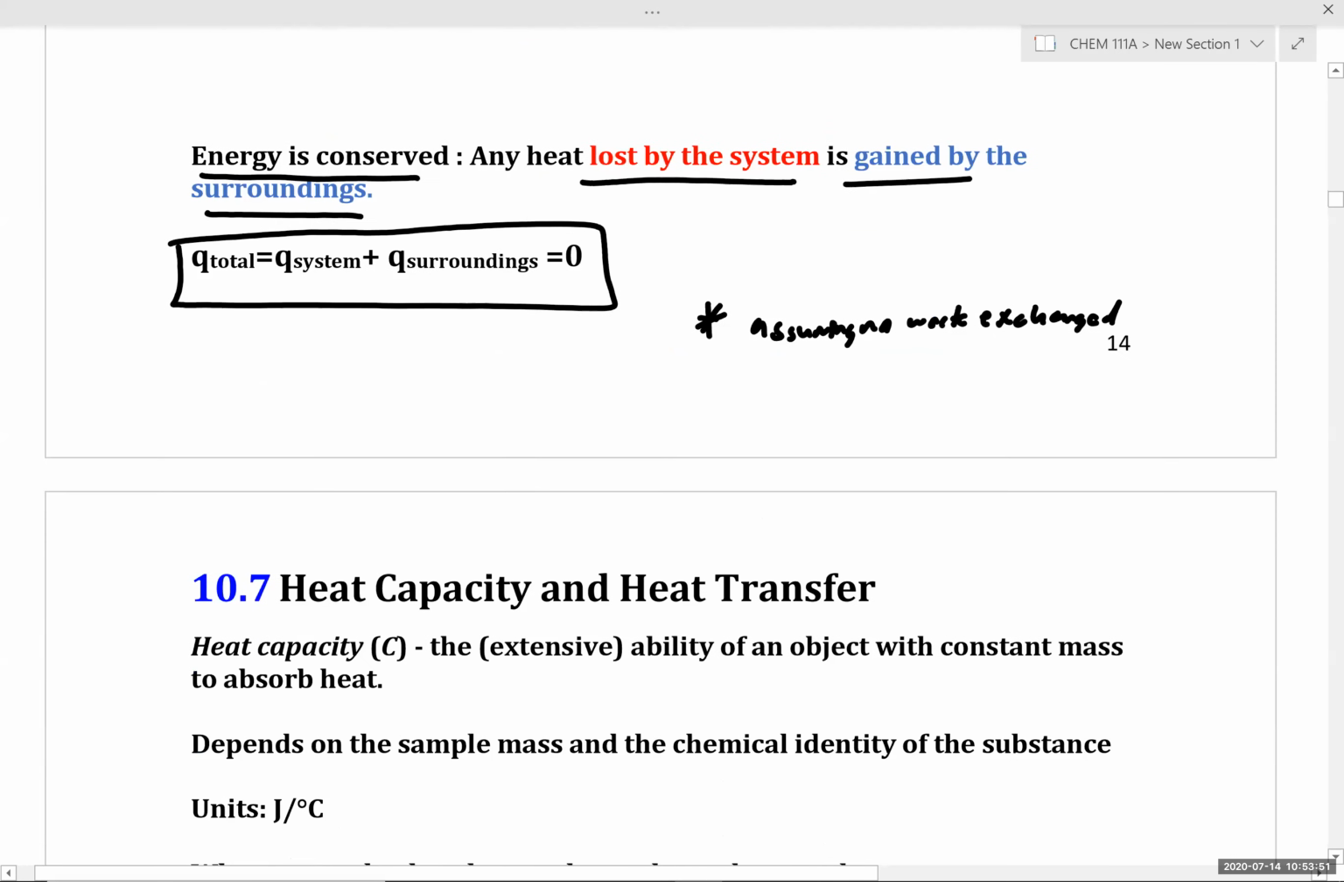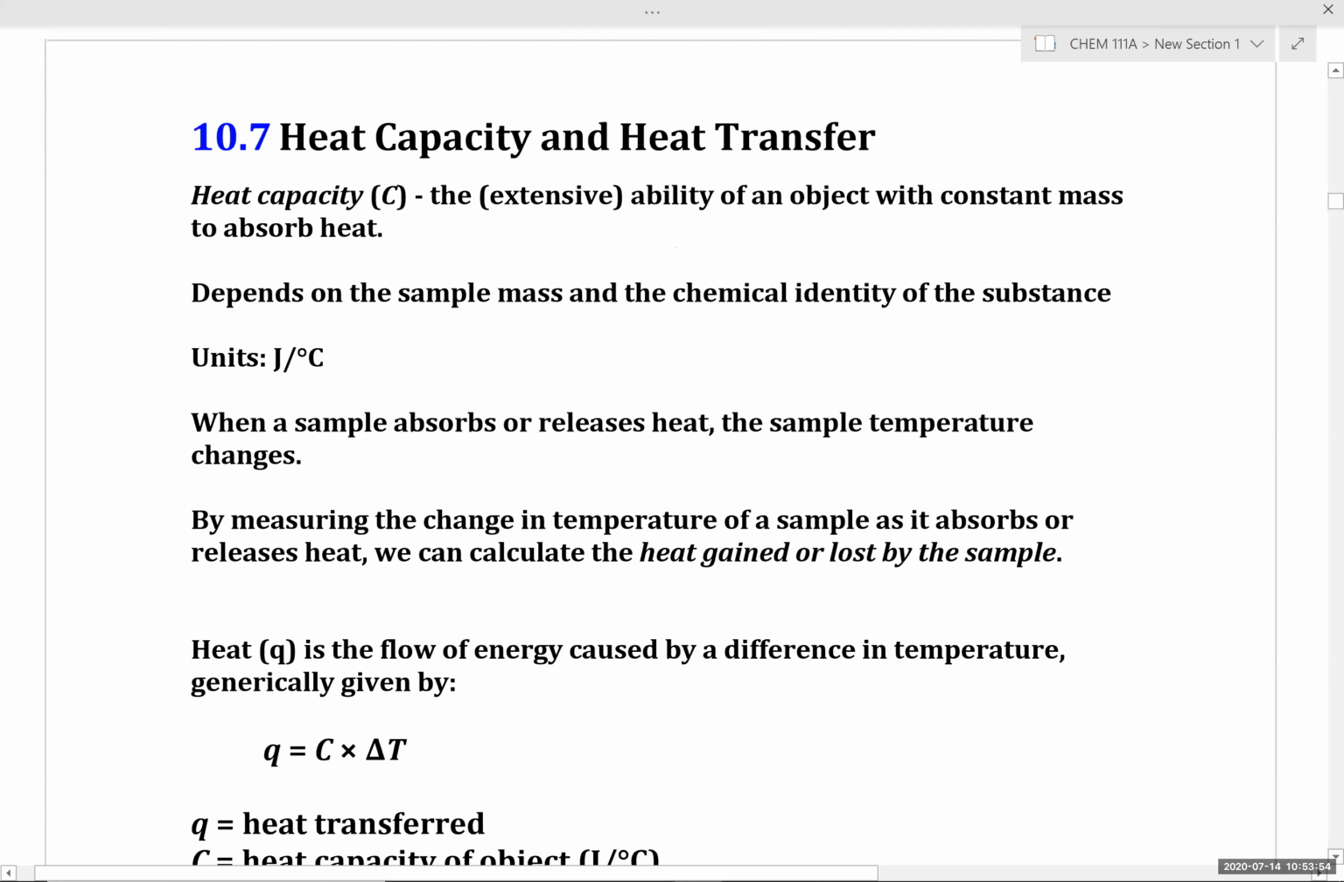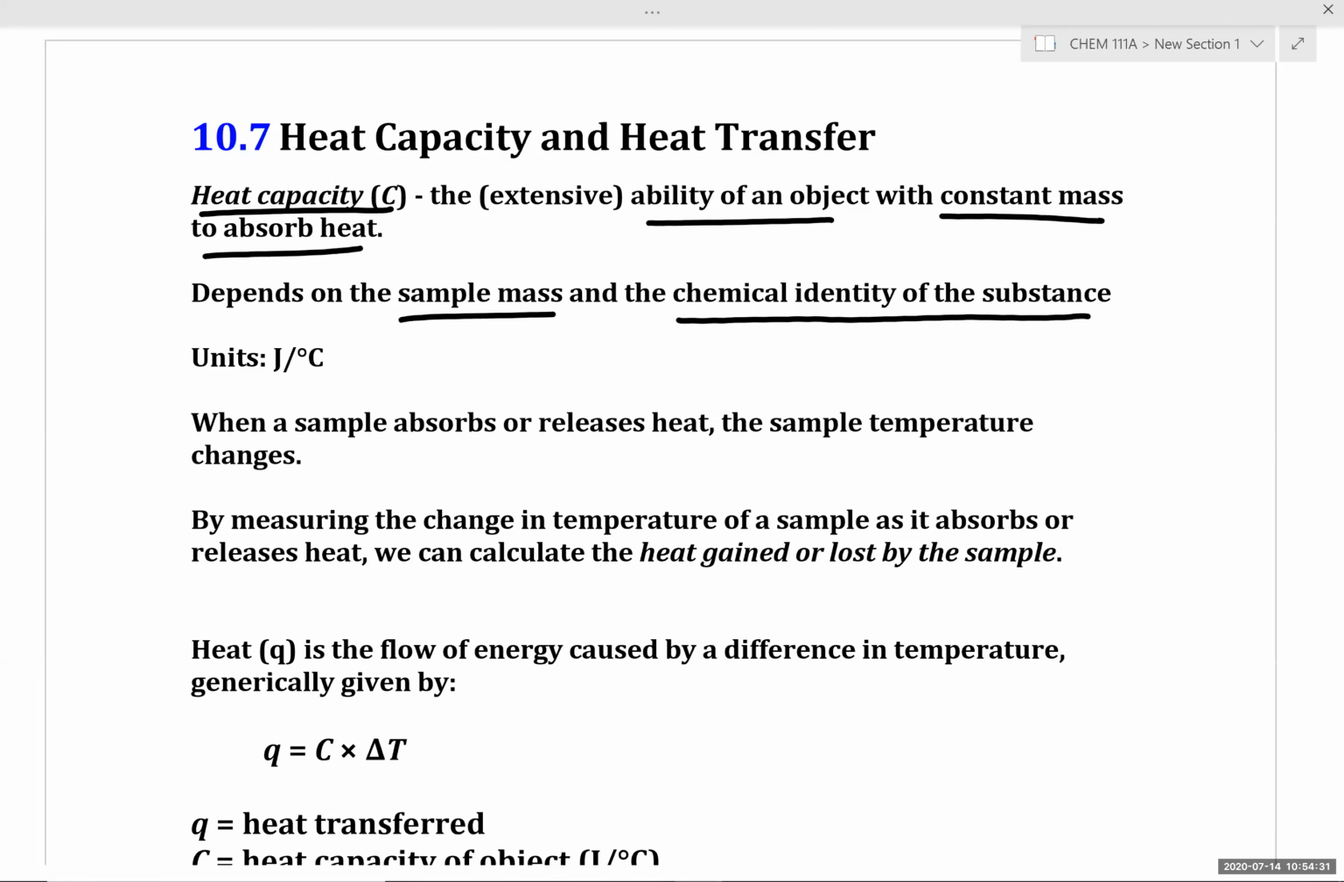Okay, so let's keep going now and let's talk about heat capacity and heat transfer. What happens when samples absorb or release heat? Well, heat capacity is the extensive ability of an object with constant mass to absorb heat. Heat capacity depends on the sample mass and the chemical identity of the substance. So it depends on how much material you have and what is the chemical composition of that material.